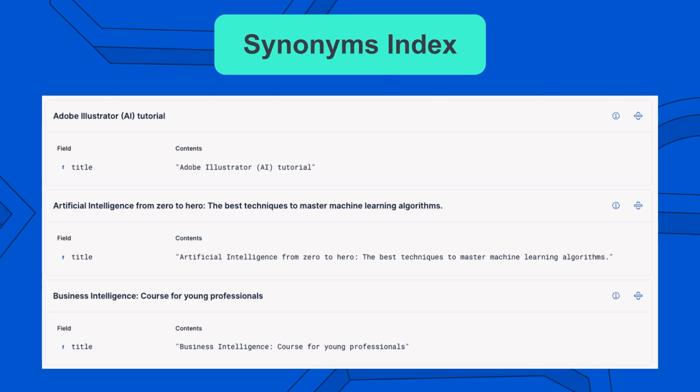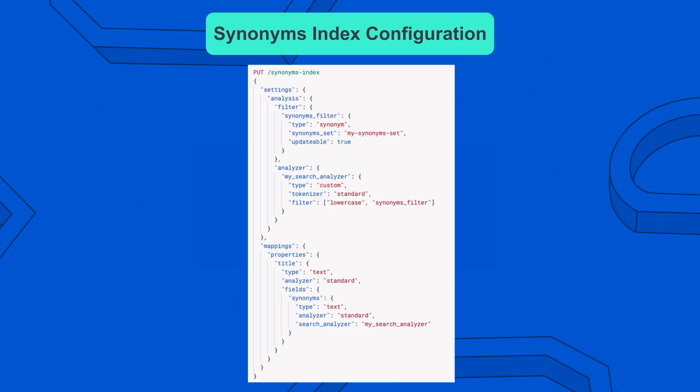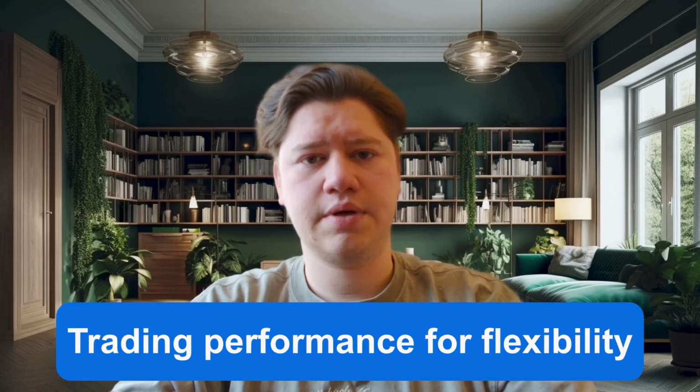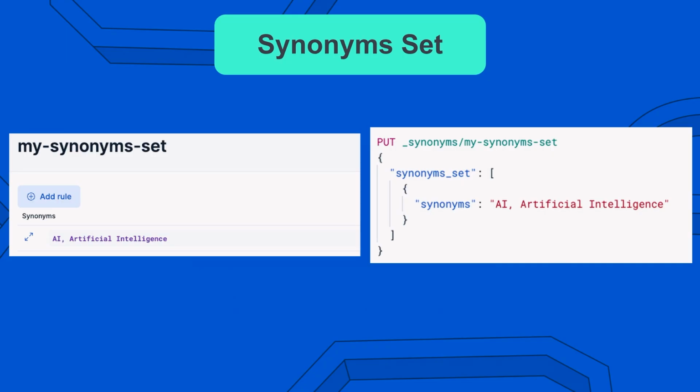For this experiment, I have set up an index with 3 documents. One related to Adobe Illustrator, the other one related to artificial intelligence, and the last one related to business intelligence. This index is configured with 2 field approaches. One title without synonyms and one title with synonyms. This gives us more flexibility on the query side. By using this approach, we are trading performance for flexibility, because the synonyms are not being indexed, but rather generated with each query. So let's create our synonym set with AI and artificial intelligence.